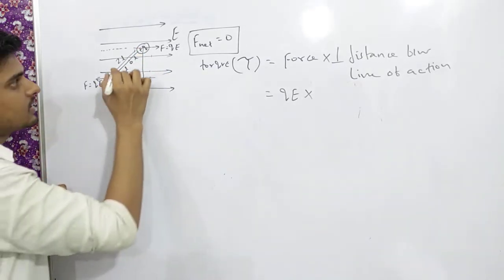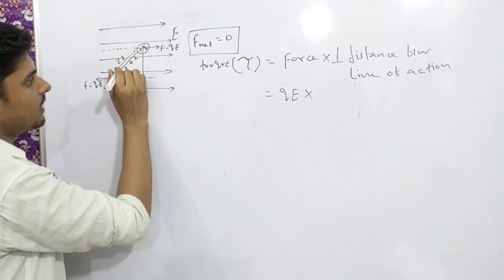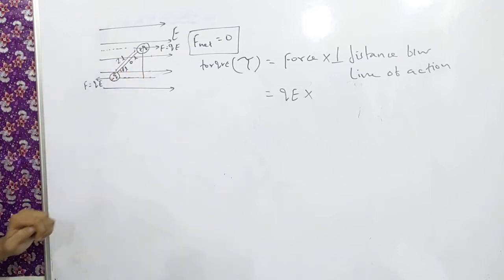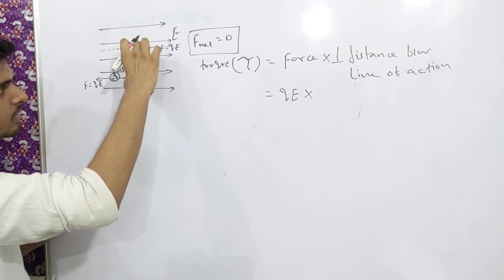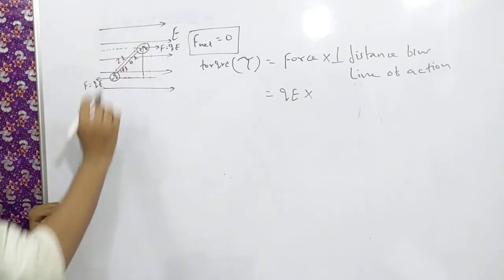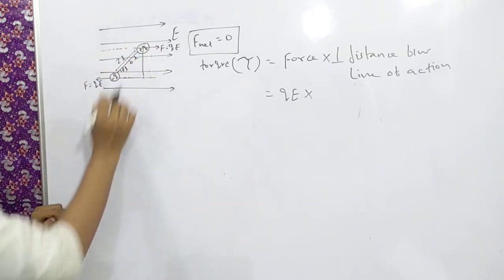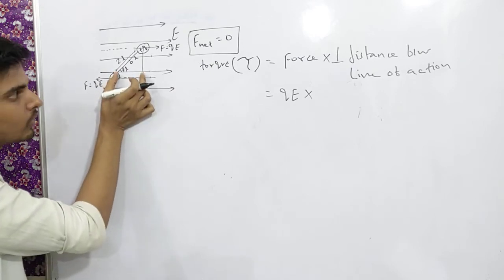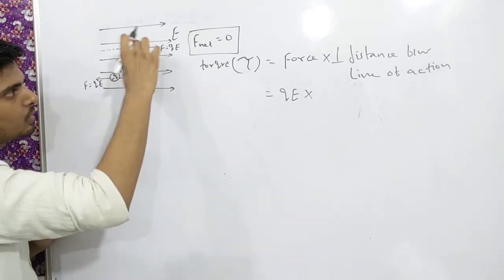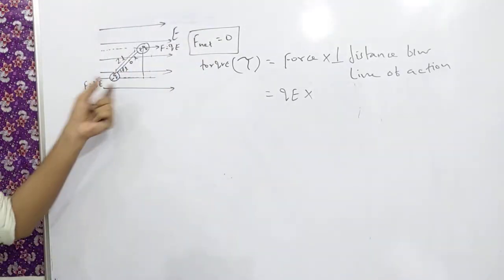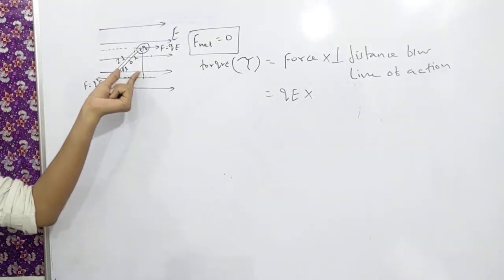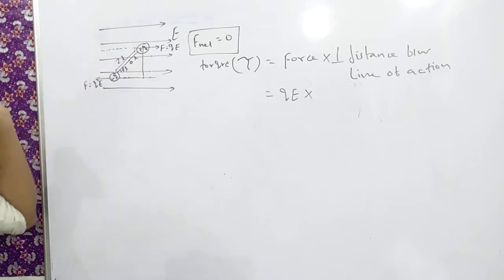And suppose this dipole is making an angle theta with the electric field. So what will be the value of this perpendicular distance? As you know, this is 2L, then this will be 2L cos theta, and this will be 2L sin theta. We know this from the very basics of physics.